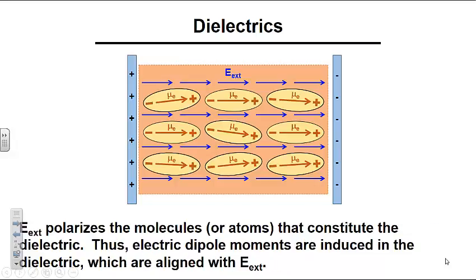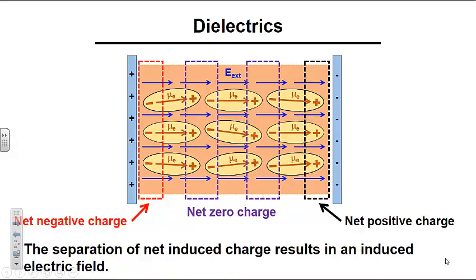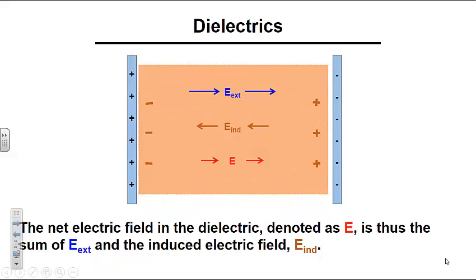E external will polarize the atoms or molecules that constitute the dielectric. Thus, electric dipole moments are induced in the dielectric, which are then aligned with E external. The induced dipole moments result in a separation of net induced charge, and therefore in an induced electric field. The net electric field is the sum of the external field and the induced field.